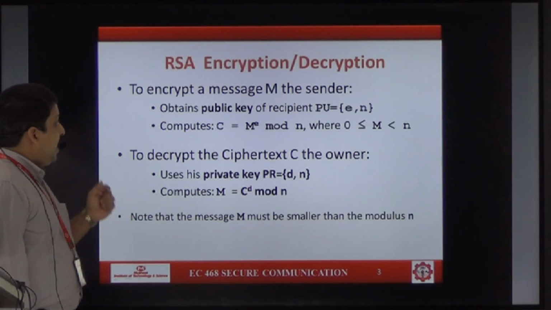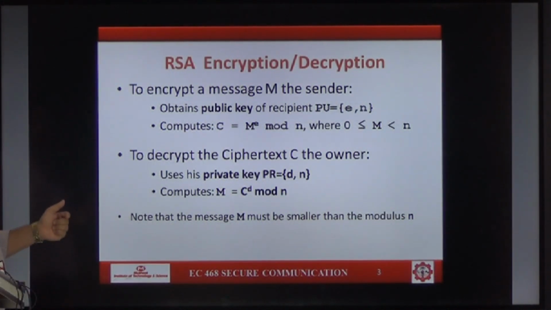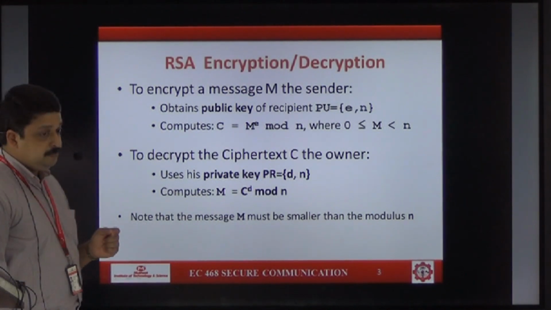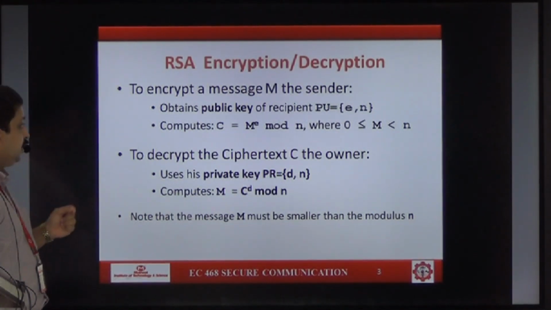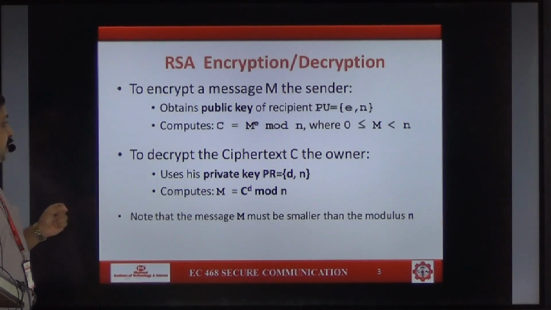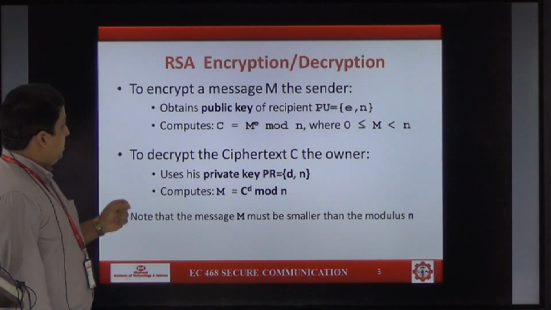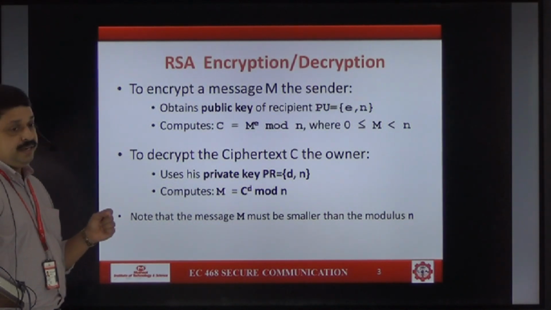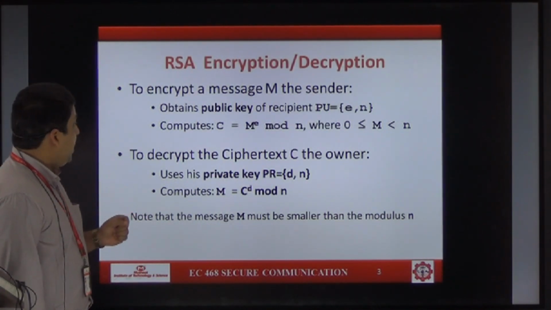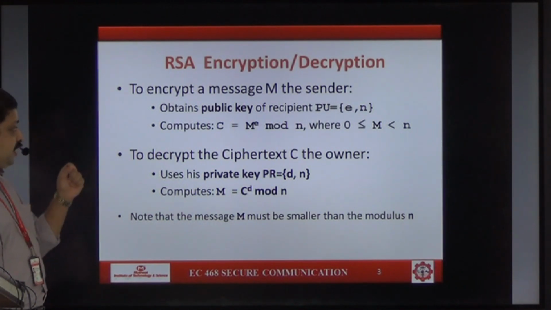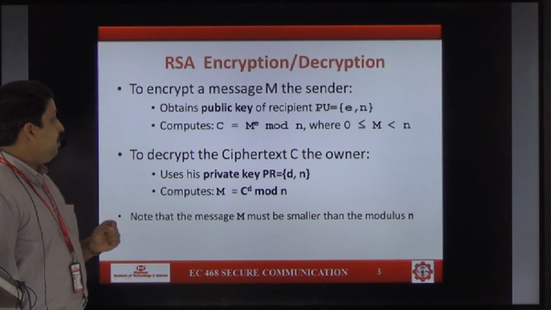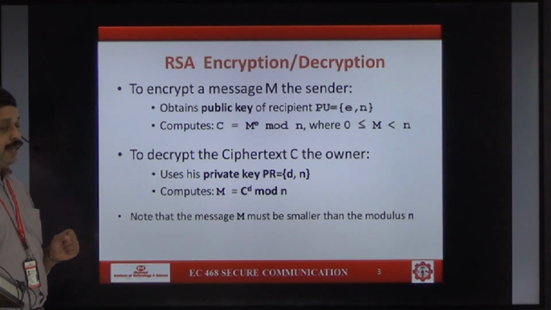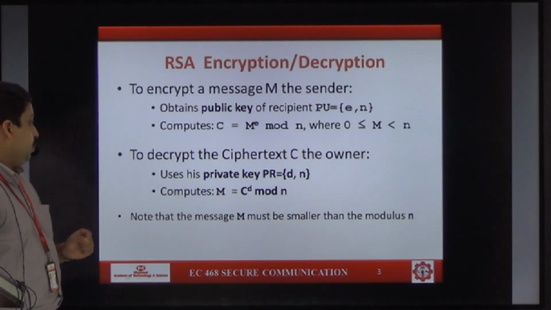Now, the RSA encryption and decryption process. To encrypt a message M, the sender will obtain the public key of the recipient, that is E, and N is the modulus. He will compute the ciphertext C, that is M to the power E mod N, and the condition is M should be less than N and greater than or equal to 0.